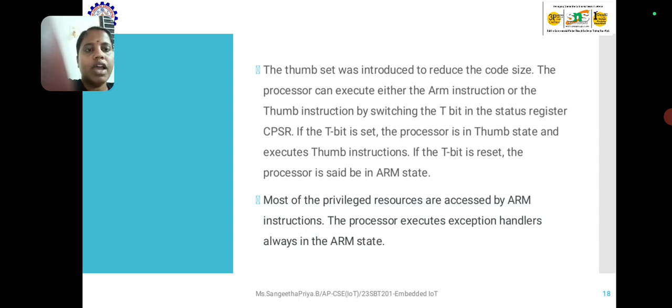The processor can execute either ARM instructions or Thumb instructions by switching the T bit in the status register, CPSR. If the T bit is set, the processor is in the Thumb state and executes Thumb instructions. If the T bit is reset, the processor is said to be in the ARM state. Most of the privileged resources are accessed by the ARM instructions. The processor always executes exception handling in the ARM state.